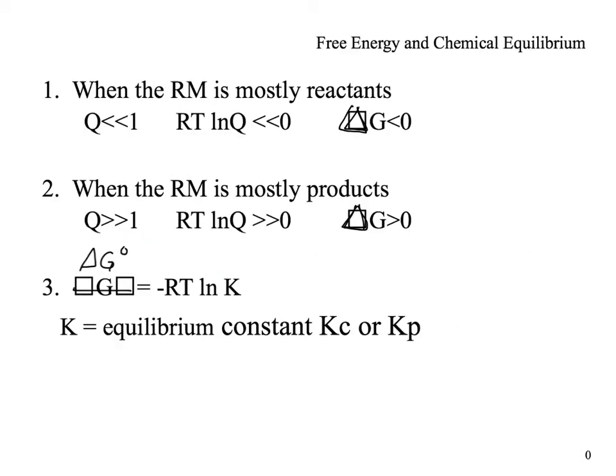So if you go back to your equation, delta G is equal to delta G naught plus RT ln Q. If your reaction mixture, RM, contains mainly reactants, that means the value of Q is less than 1, and you're going in the forward direction.